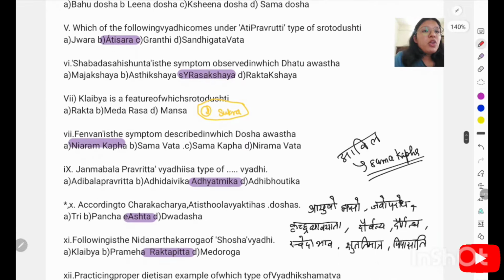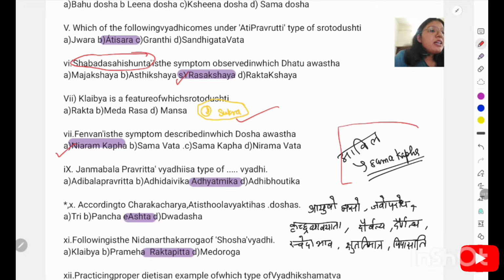Then which of the following comes under Ati Pravarti? Atisara is coming under Ati Pravarti. Shabda Asahishnutvam is a symptom of Rasakshaya. Klaibya is a feature of Shukravaha Srotas Dushti. Phenavan is a symptom of Nirama Kapha.